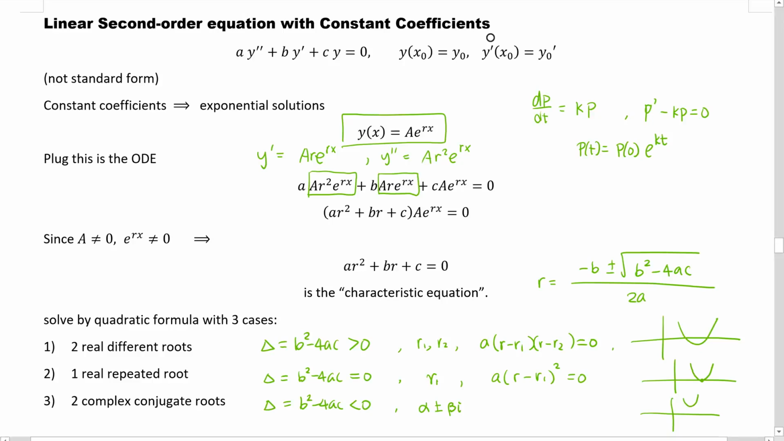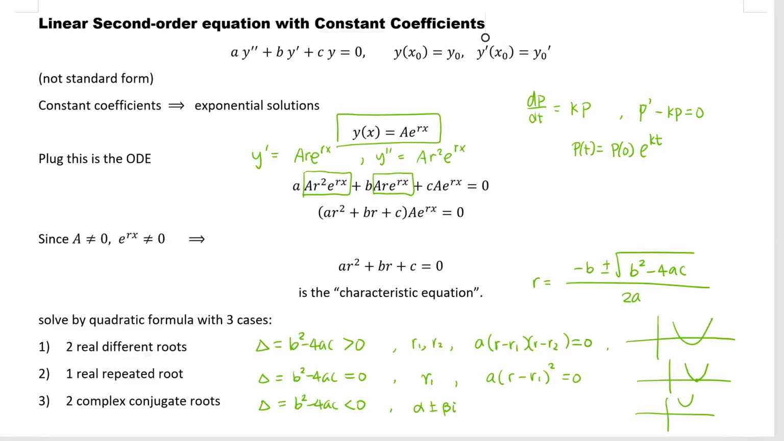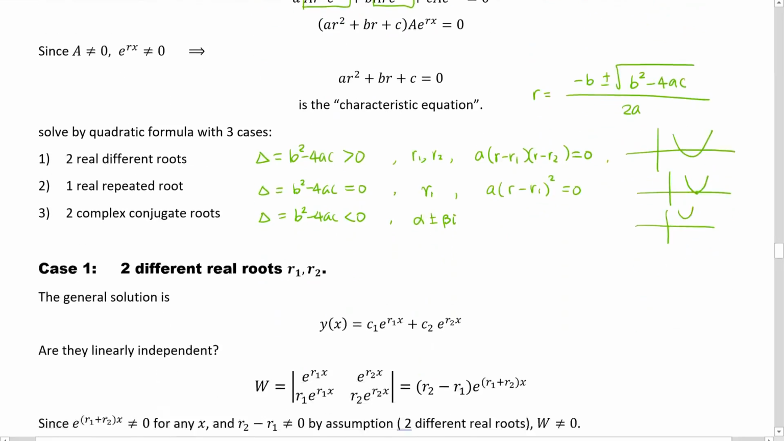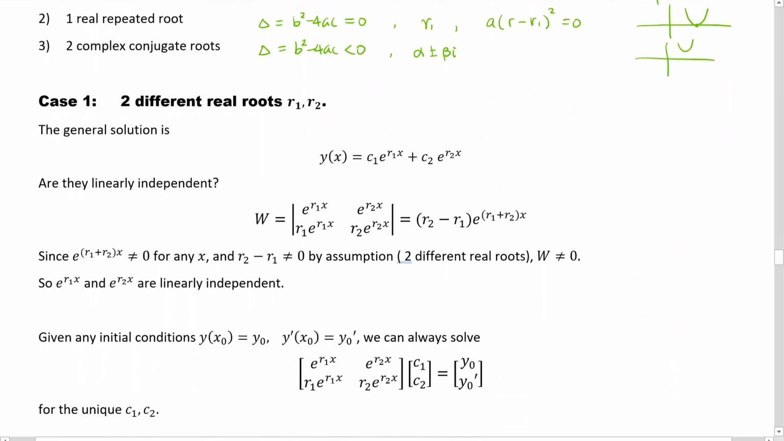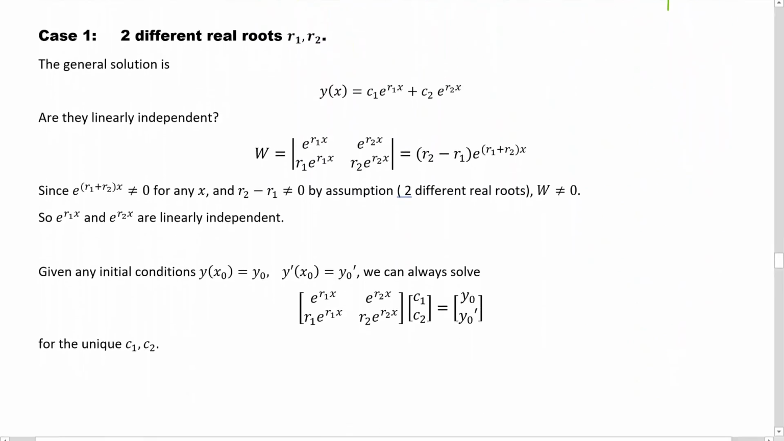So here are the 3 cases. Let's talk about each case, and we will look at examples from each case. First case, we have 2 distinct real roots, r1 and r2. In this case, the general solution is going to be c1 times e to the r1.